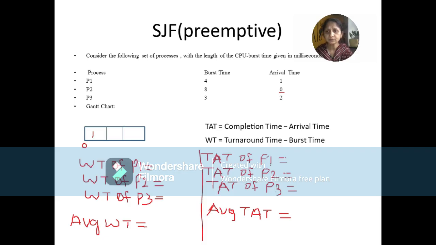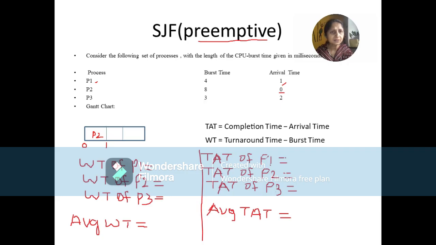So let's write P2. Now see, this is preemptive. Because this is a preemptive CPU scheduling algorithm, whenever a new process enters our ready queue or whenever a new process comes, we have to show the interrupt here. There is an interrupt at time 1, because one process has come. Which process has come? P1 has come.